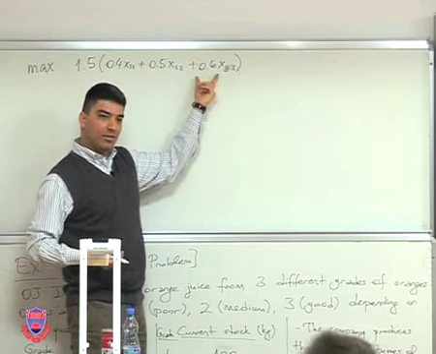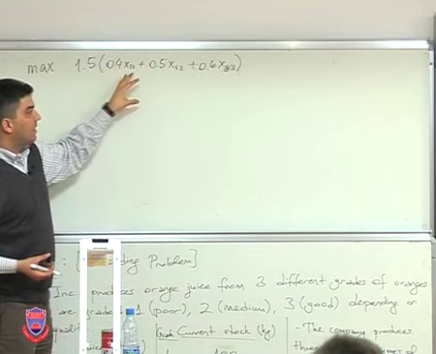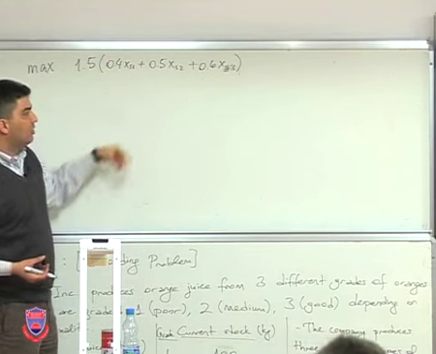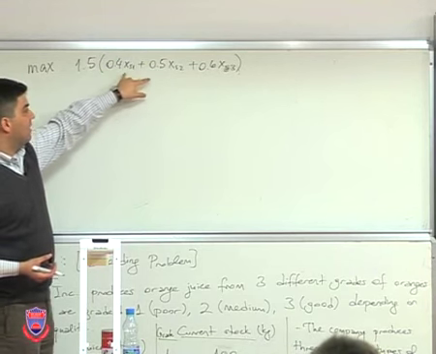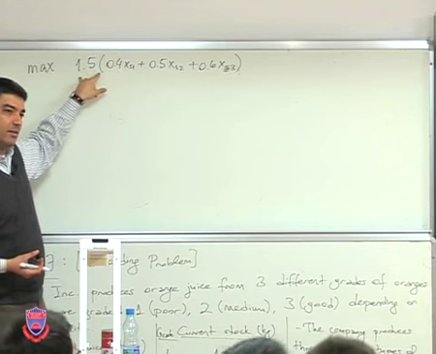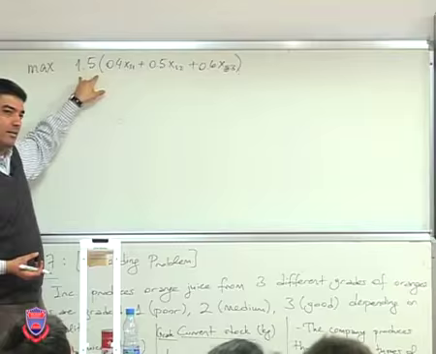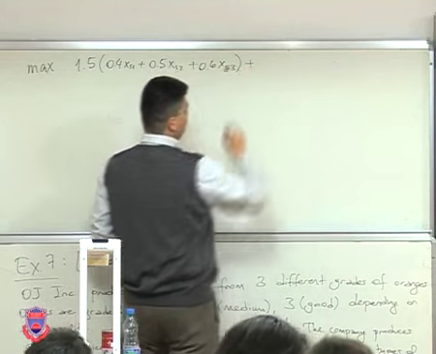And finally, for grade 3 oranges. So the term in the parentheses, basically, is precisely the expression for the total number of liters of superior oranges I'm going to produce. And that I multiply by 1.5, which is the profit per liter. Is that clear? So this is the profit for superior orange juice.